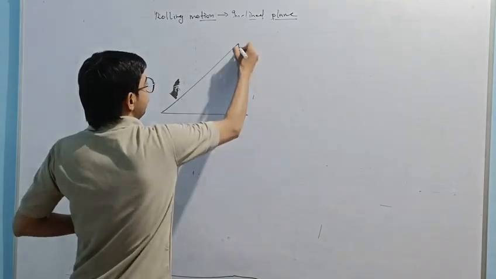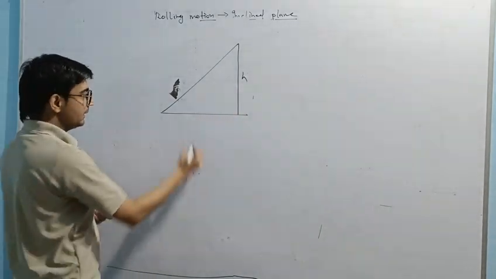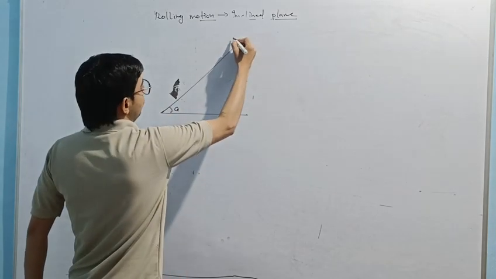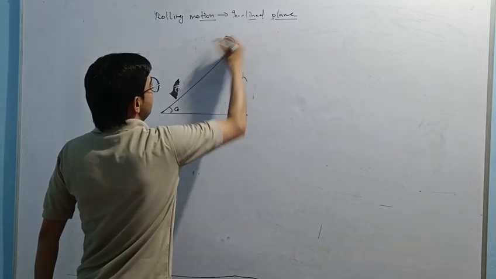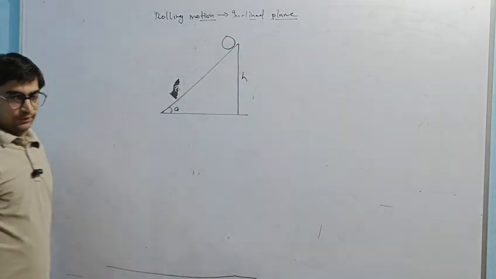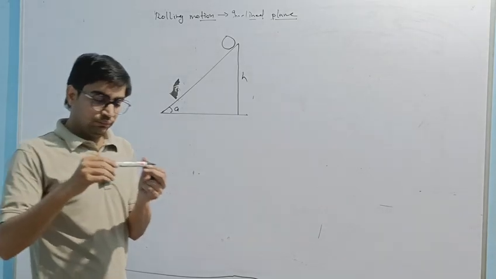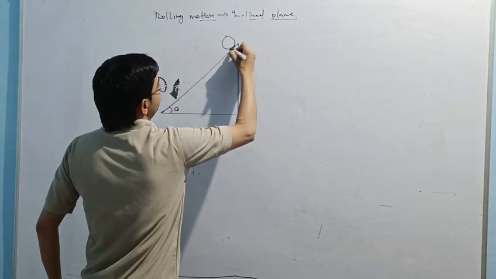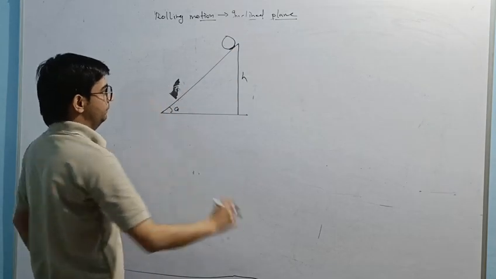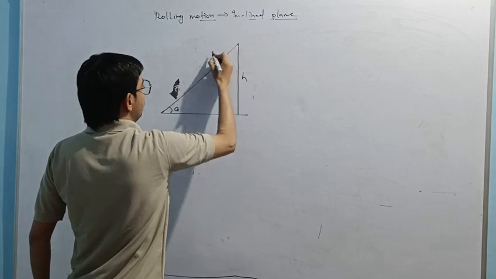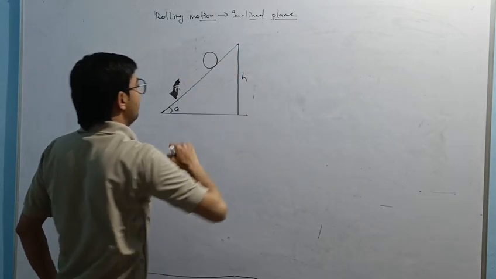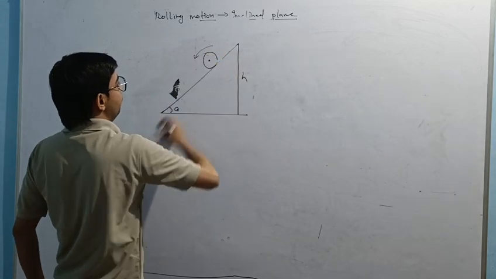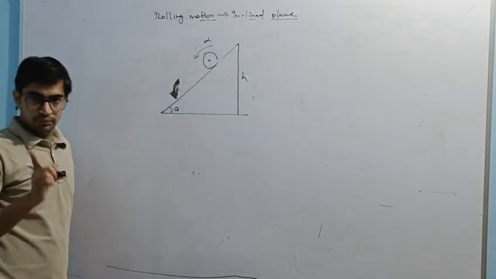Now this surface, this height is h, this angle is theta, and this object is placed here. You can say it is a solid cylinder, like this marker. It is placed here, and this is a rough surface. I am taking it here to clarify the diagram. So this will rotate like this with alpha angular acceleration.